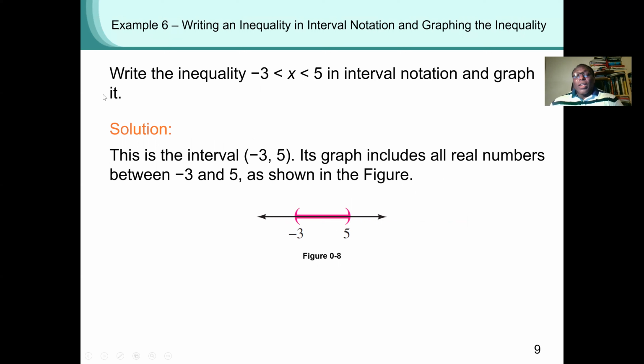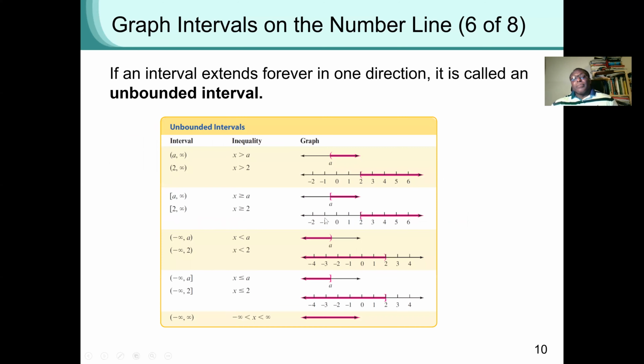And the next one, we have s is less than 5 or greater than negative 3. So we have negative 3 and 5 and draw a straight line. If an interval extends forever in one direction, again, it's called an unbounded interval. And these are a couple of unbounded intervals. So the interval from a to infinity, if s is greater than a. So we go from a to infinity.